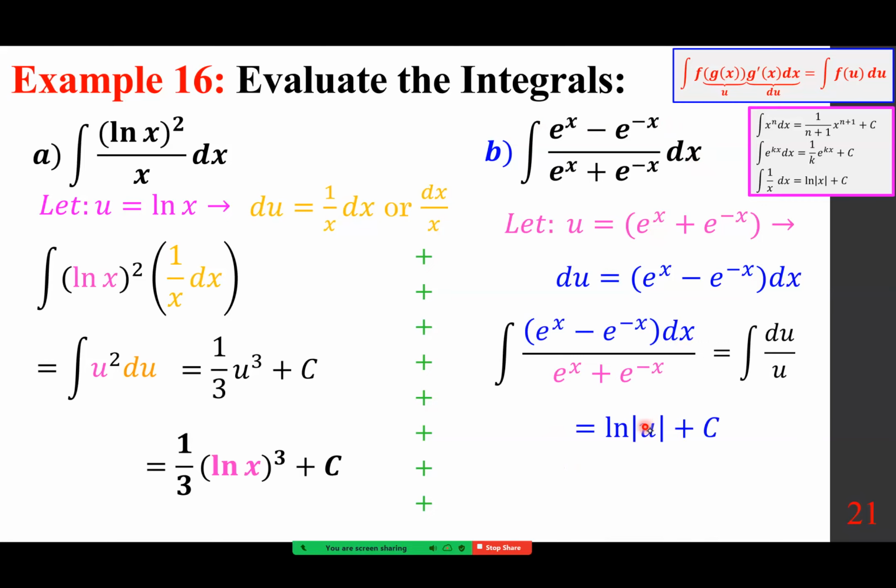Replace the u, and this is one of those that you can lose the absolute value and change it to parentheses, because the expression e to the power of x plus e to the power minus x is positive. Very straightforward, everybody.